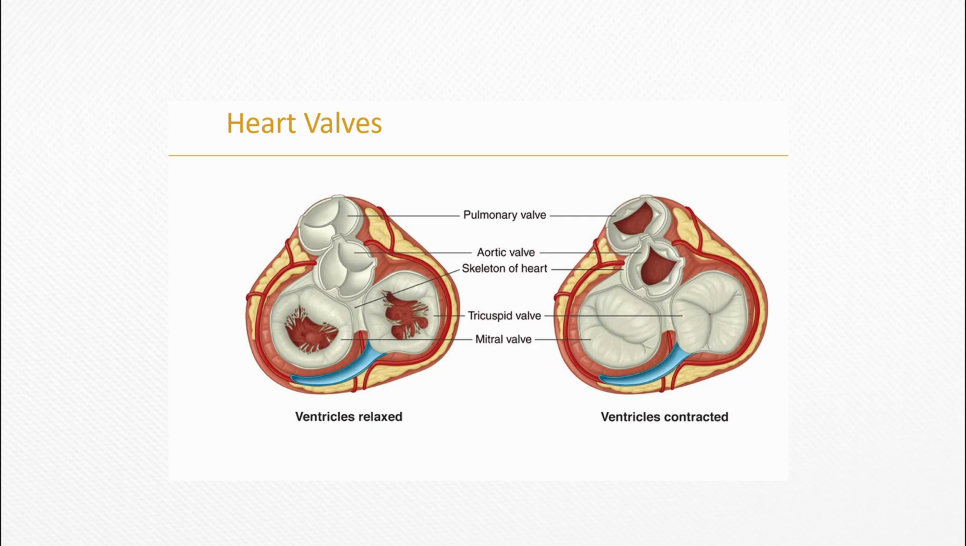The semilunar valves are the pulmonary and aortic valves. So the pulmonary valve prevents backflow from, you guessed it, the pulmonary artery to the right ventricle. The aortic valve prevents backflow from the aorta to the left ventricle.